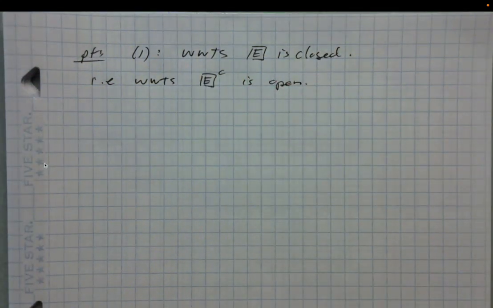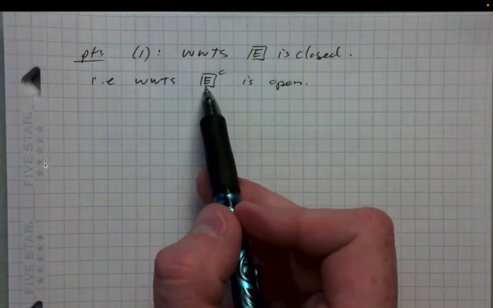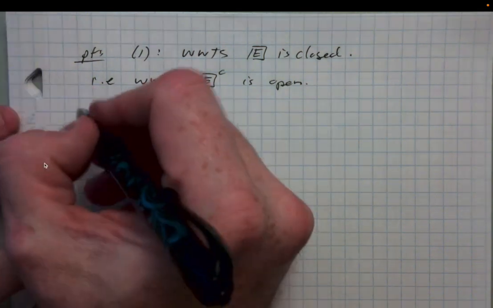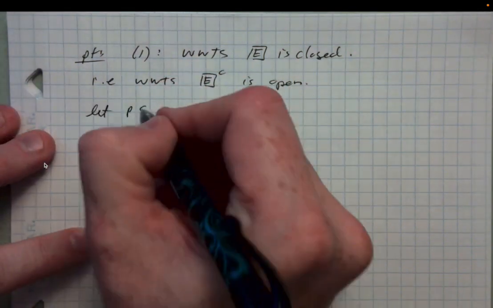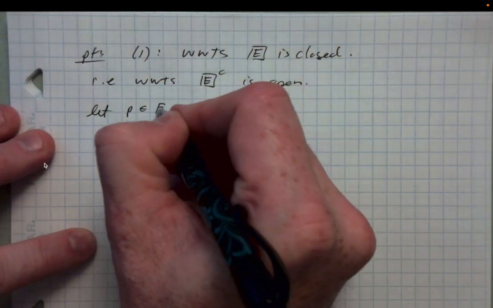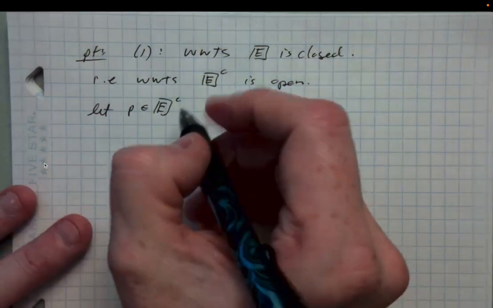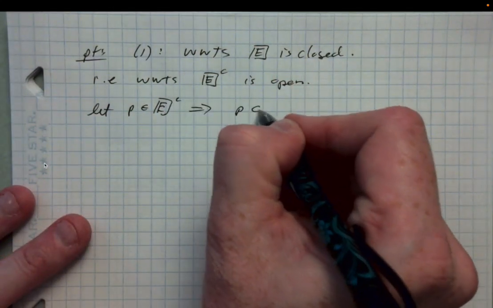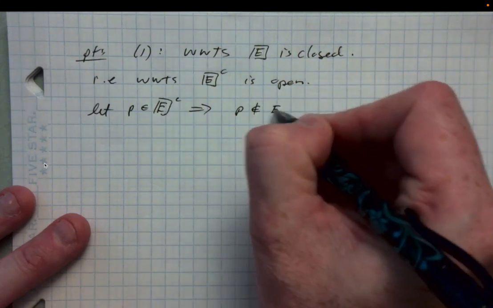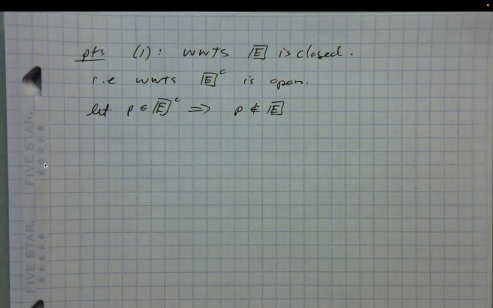So we'll start by assuming something. Basically, we need to show that every point inside of this set here is an interior point. So let P be some point inside the complement of the closure of E, right? If that's the case, then P is not inside of the closure of E. Okay.